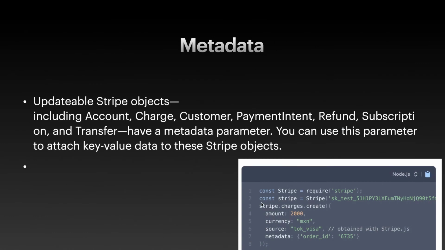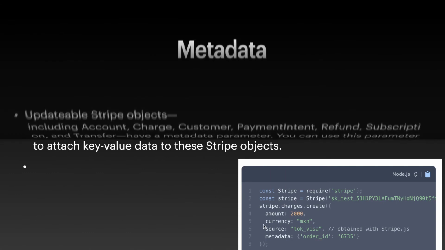Here's an example of how you work with metadata. When you create a charge, you add this object, order ID, and you pass a string, so you can recognize which order ID is associated with this current charge.